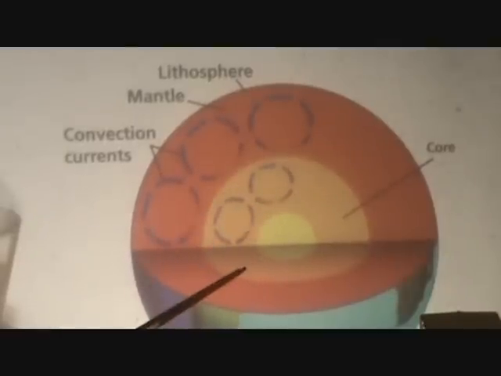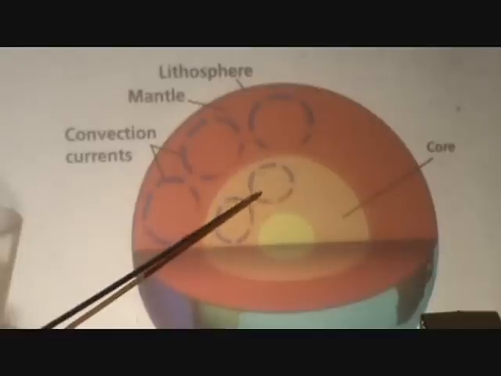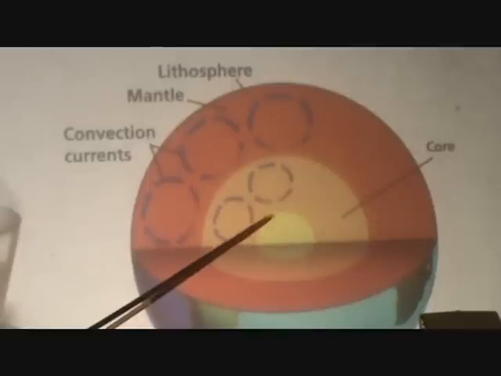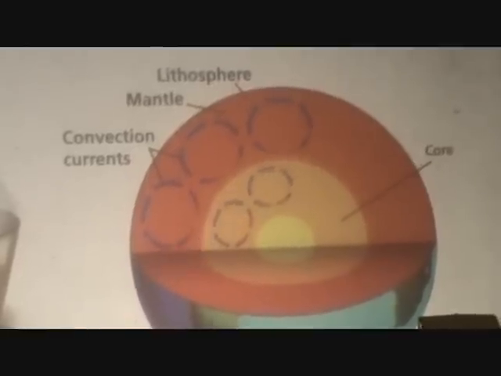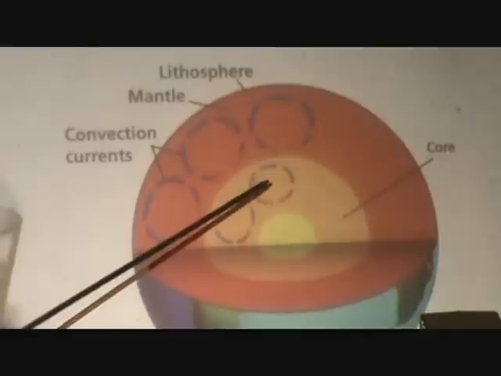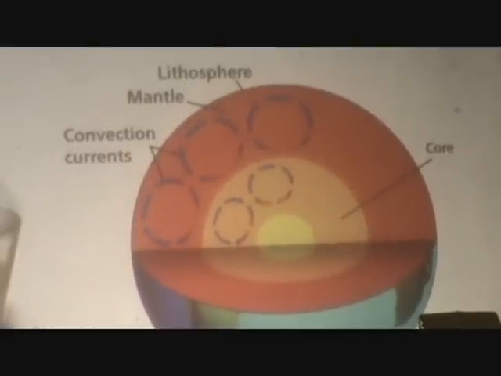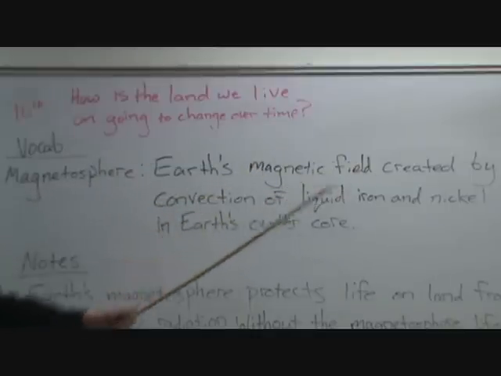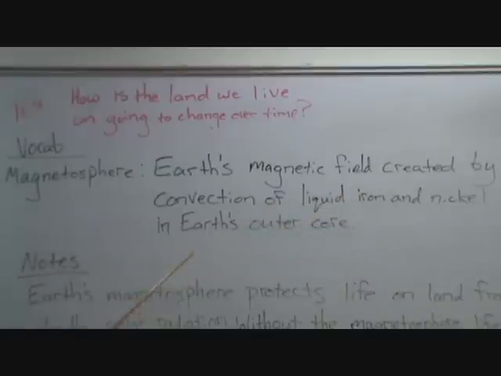The outer core is liquid metal. Now, because it's liquid, it's going to convect with this heat source below it. This convection in the outer core does something really cool. It creates Earth's magnetosphere. And so that's what we're going to talk about for the next few minutes. Now, the vocabulary term you need to know here, obviously, is the magnetosphere. The magnetosphere is Earth's magnetic field created by convection of liquid iron and nickel in Earth's outer core. You gotta make sure you have that in the glossary of your notebook.